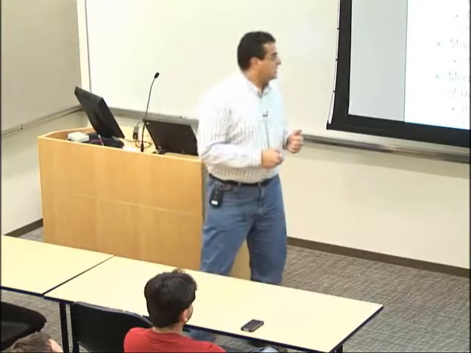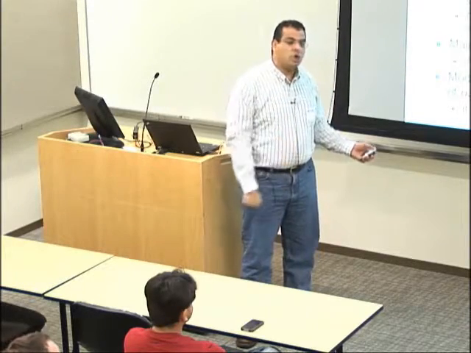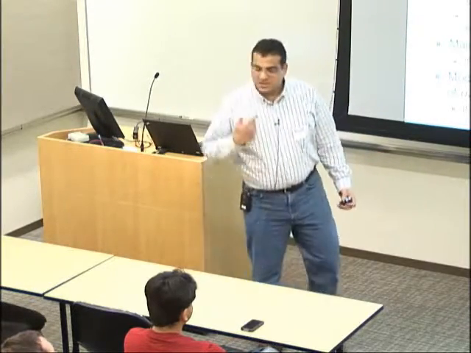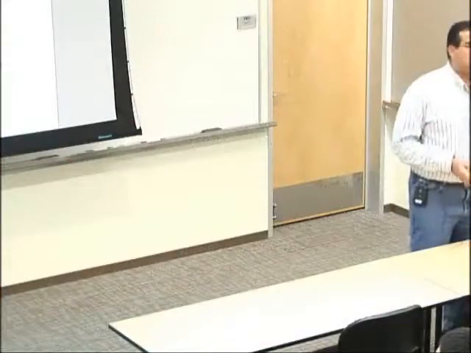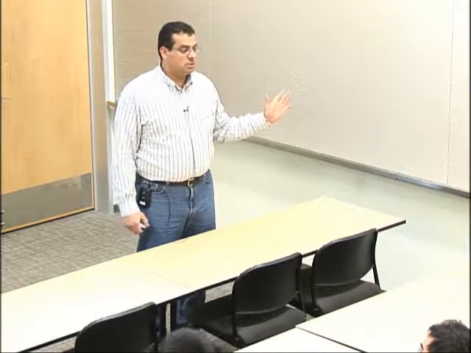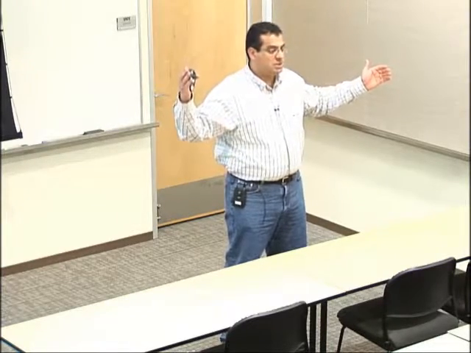Now, we've also modified Cassandra so that whenever it responds with a version number, it gives us not just the newest version number, but also the oldest version number. And as we're interacting with Cassandra, we're always comparing the newest and oldest version numbers of different disk blocks. And if the newest and oldest are the same, then we know that the block is consistent. What does consistent mean? It means I can use read one, and I don't even need to check version numbers. And I maintain a bounded-sized list of consistent blocks, a bounded-sized list of inconsistent blocks. And if any of these lists outgrows this bounded size, I just return the least recently used blocks to the inconsistent state, to the unknown state. I can always rely on read all if I don't know about the state of a block.